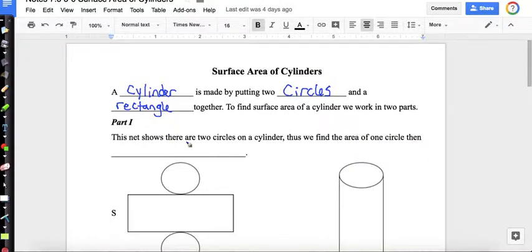This net shows there are two circles on a cylinder. Thus, we find the area of one circle, then multiply by 2, since there are two. So that's part one of the formula: find the area of one circle and multiply by 2 to account for both.